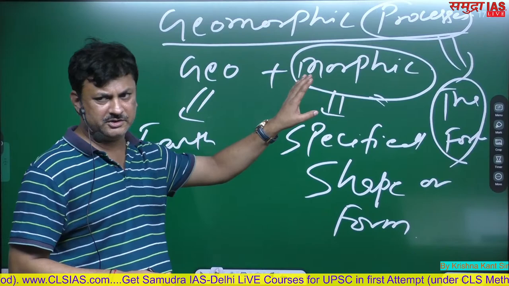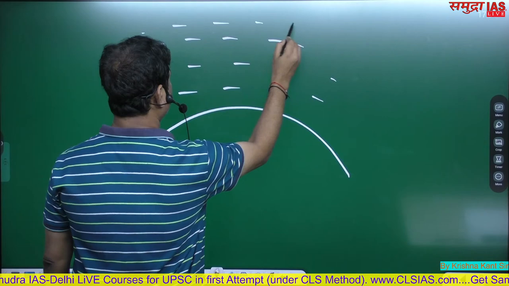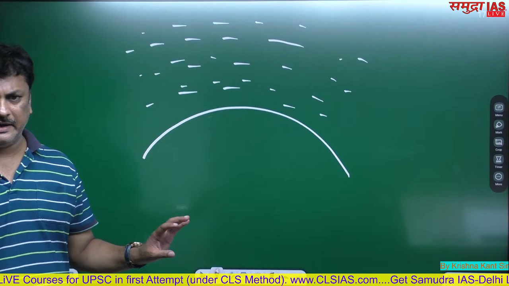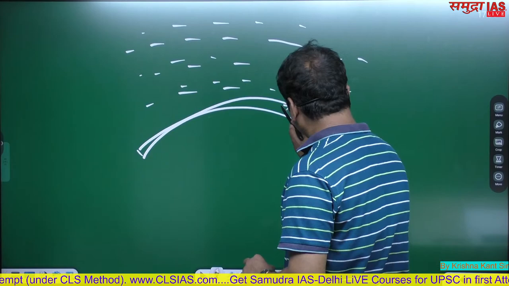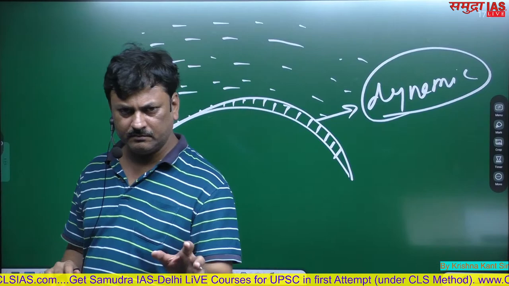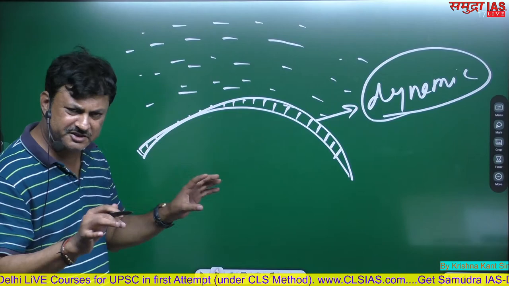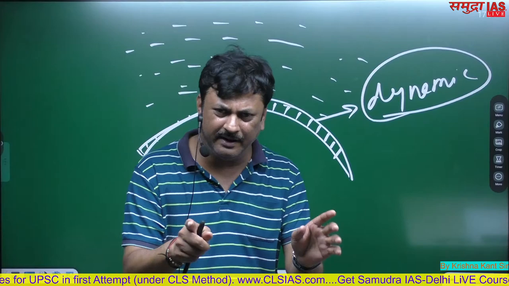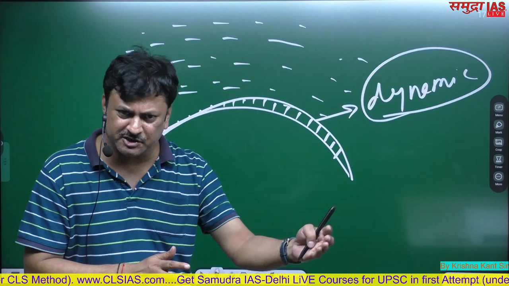Now, look here. This is earth and this is the atmosphere of the earth. Our earth is a very dynamic planet. And the crustal part, the upper part of the earth, is very dynamic. Dynamic means what? It is not static. Different types of forces are changing the crustal part of the earth. It is continuously moving, in the form of plates. It has moved in the past, it is moving in the present.